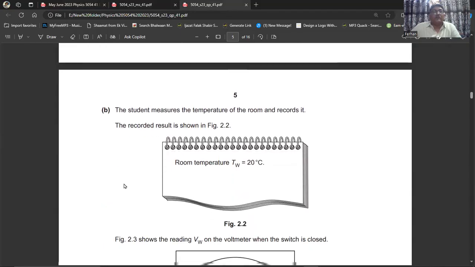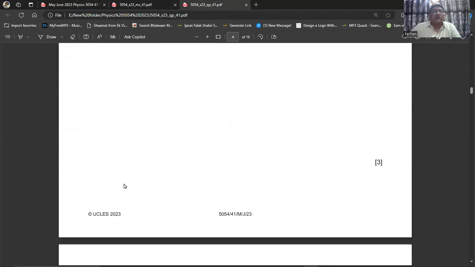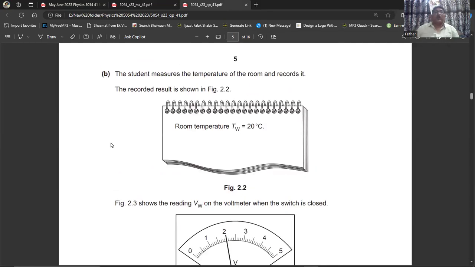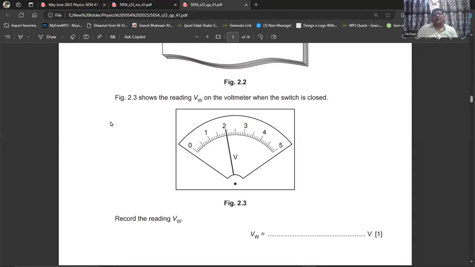Okay, so question number 2, and it's B part. He says, the student measures the temperature of the room and records it. The recorded result is shown in the figure 2.2. So the room temperature in which they are doing this experiment is 20 degrees centigrade. Okay. Figure 2.3 shows the reading of the voltmeter on the voltmeter when the switch is closed.